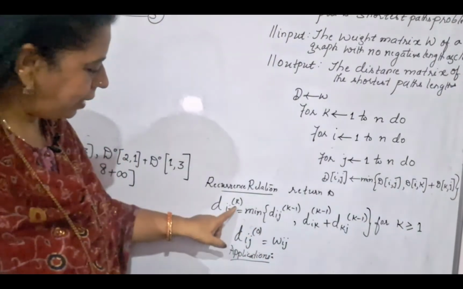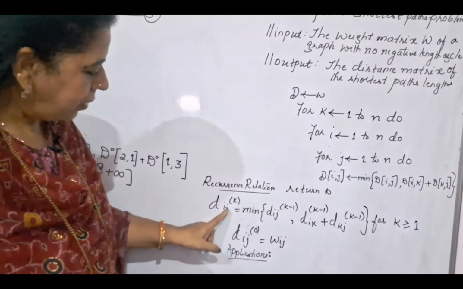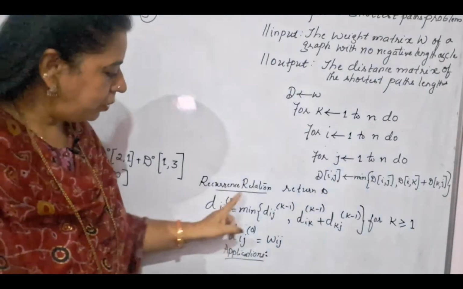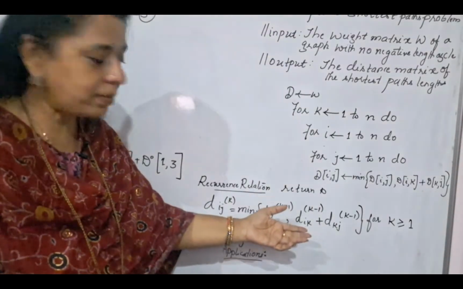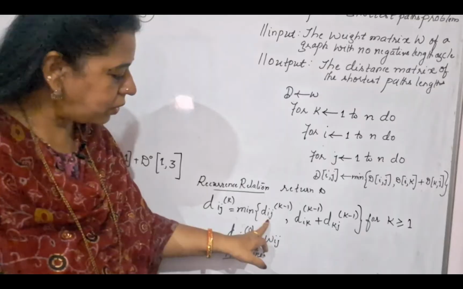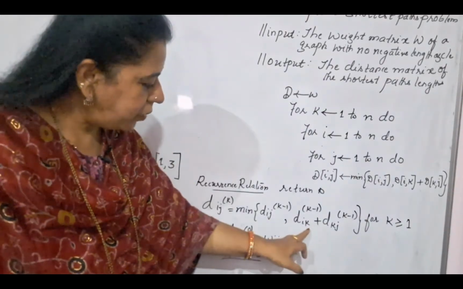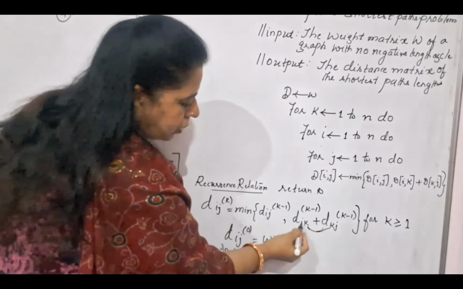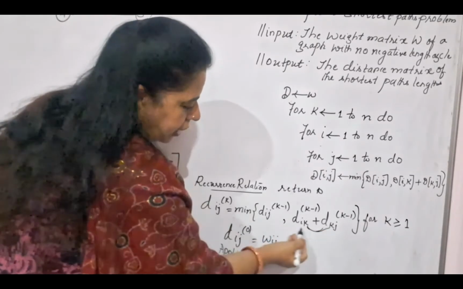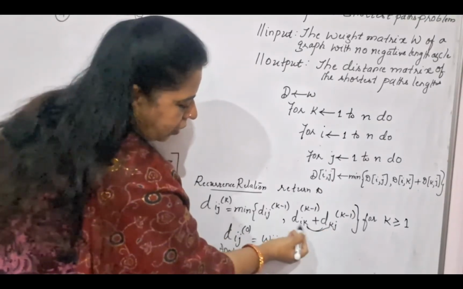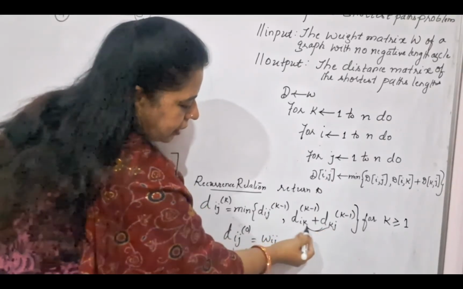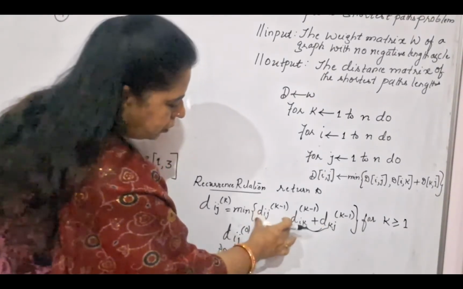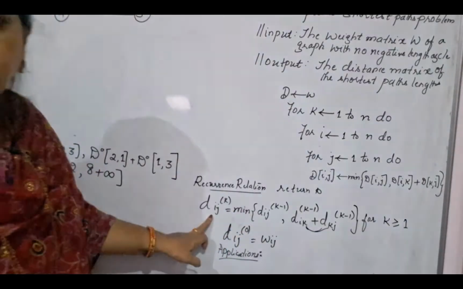This is the recurrence relation. You can see here I have written d, the distance from i to j for the kth matrix. You should always refer to k minus 1, the previous matrix. Take the cost on this, comma, and take whether, if you introduce the intermediate vertex k, it is d of i to k plus d of k to j. K is the intermediate vertex here. Whichever of these is minimum, you select that and store it in the current matrix for that edge.